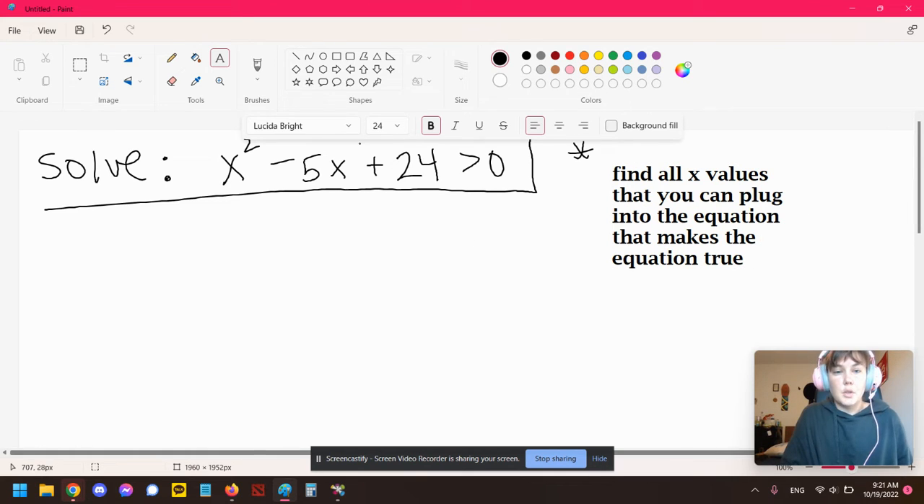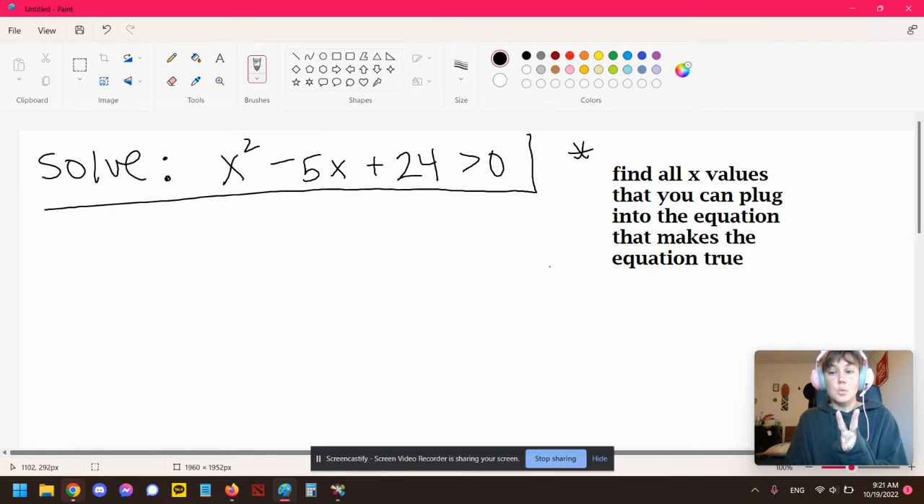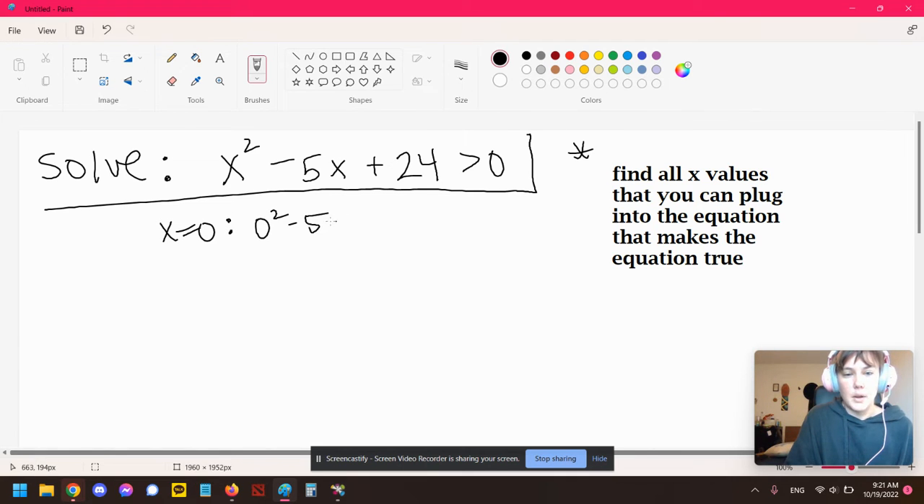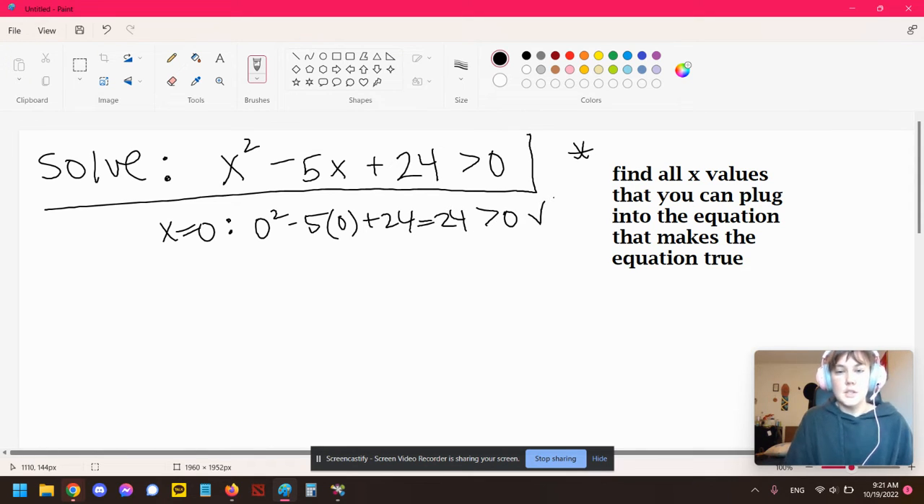Right? Usually, when we're doing quadratics, we can find two numbers that make this true because it's an equal sign, and quadratics have like two solutions to most things, right? Here, however, we're going to get infinitely many numbers, because there are a lot of things that make this true. For instance, if I plug in x equals 0, I get 0 squared minus 5 times 0 plus 24. That simplifies to 24, which is definitely bigger than 0, right? There's a bunch of numbers that make a positive answer.